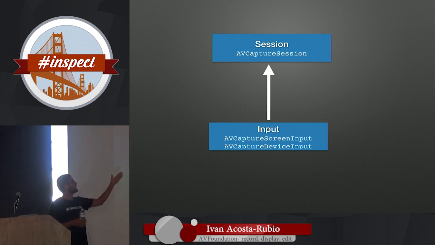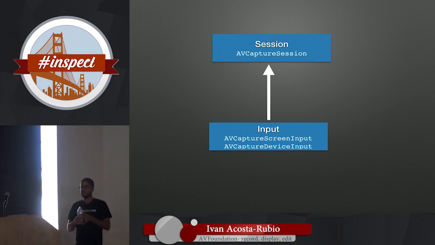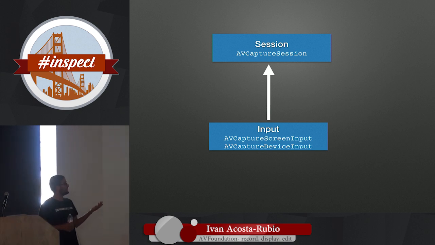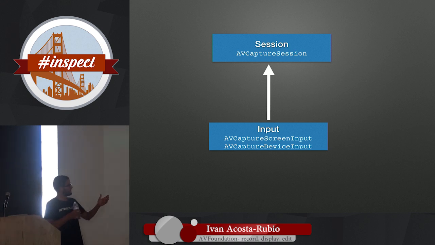The AV capture session is kind of like a state object, it's going to hold our state. Then the inputs can be your screen, your front-facing camera, your back-facing camera, and it can also be your microphone. So you initialize some inputs, then you pass those inputs to the session, and we're off to the races.